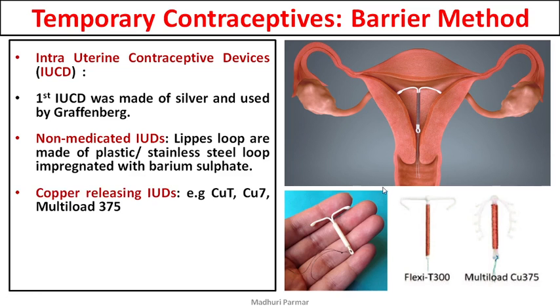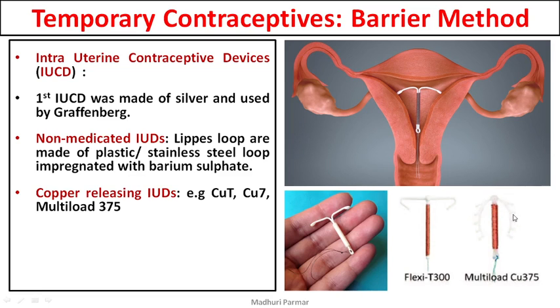The second variety is copper-releasing IUDs, or copper IUDs. These are the more commonly used ones. In this era, most commonly copper Ts are used. There you also have different varieties. CuT is just copper T. You have copper 7. A little bit of science and research and development takes place, and you find new IUDs coming every year. The most common one is the copper T, and then Multiload 375.